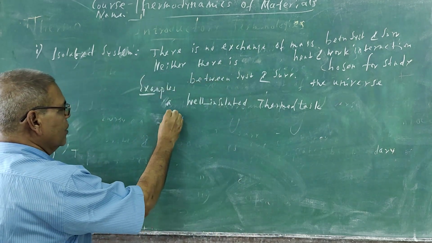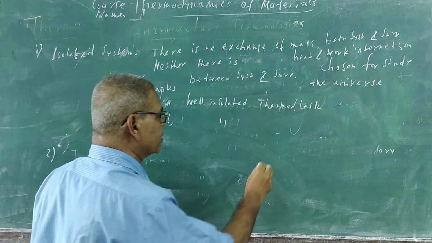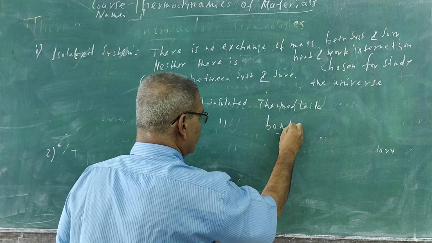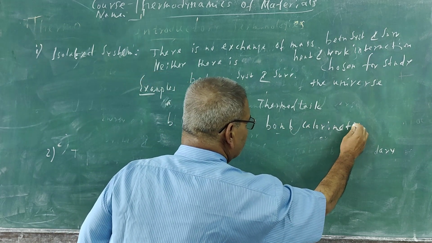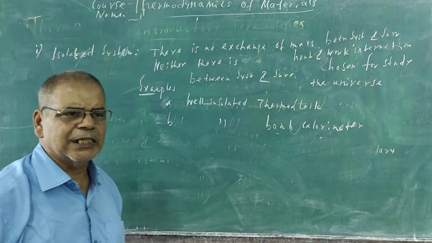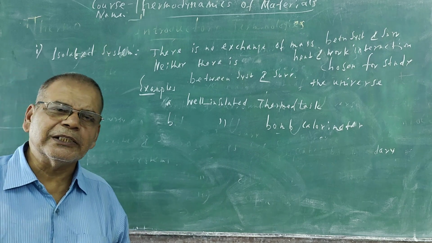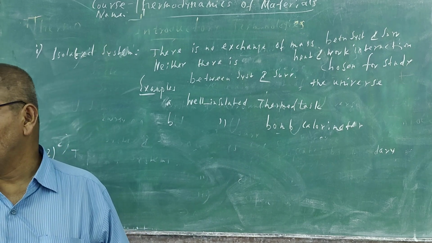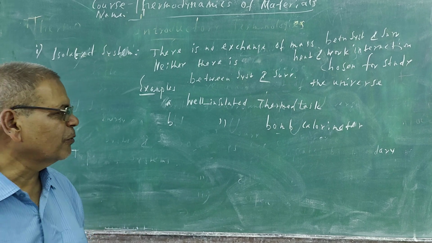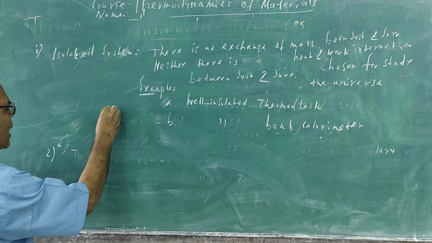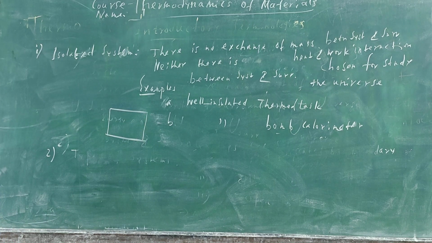Second is again a well insulated bomb calorimeter. If you ask me, sir, what is a bomb calorimeter? A calorimeter does calorimetric work, and it determines the heat capacity of such things. So what does the figure look like? This is the bomb calorimeter.